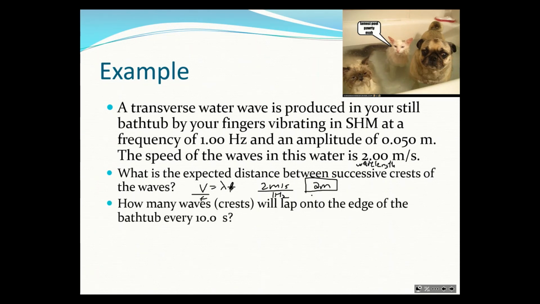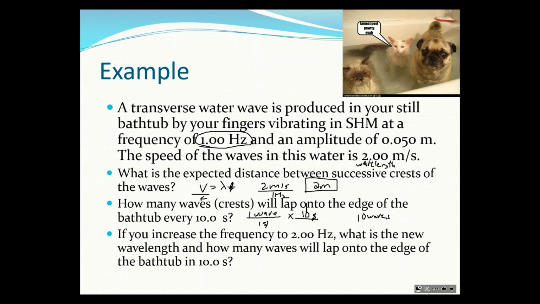This next one's a little bit trickier. How many wave crests will lap onto the edge of the bathtub every 10 seconds? You need to use this frequency here. This frequency says that it's 1 wave per second, right? And if we want to know for 10 seconds, seconds cancel out with seconds, 1 times 10 divided by 1 is going to be 10 waves.